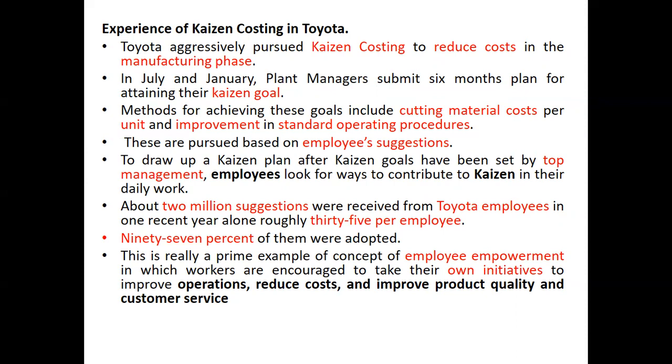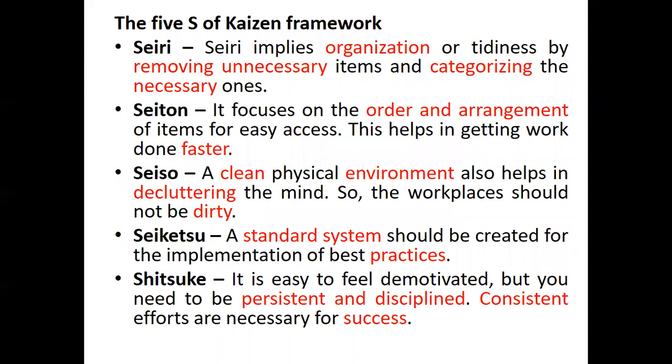So this is really a prime example of the concept of employee empowerment in which workers are encouraged to take their own initiatives to improve operations, reduce cost, improve product quality and customer service. ये सारी जो areas हैं वहां पे improve करने के लिए लोगों ने try किया and suggestions were related to that. Now see here, there are 5 S of Kaizen framework.